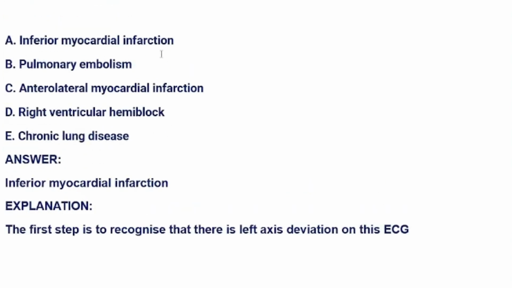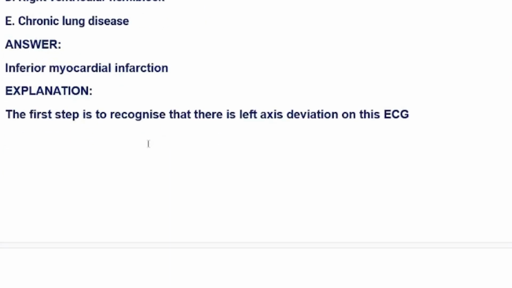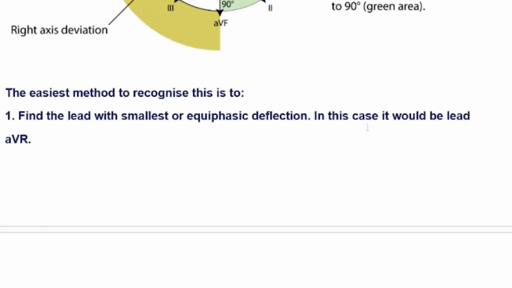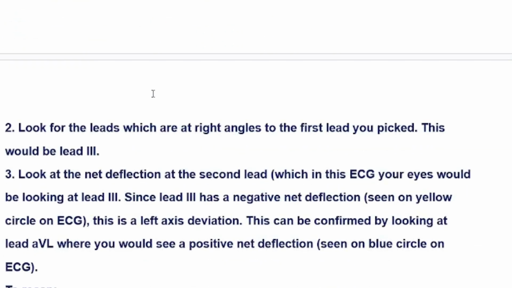And we will explain here why we choose the inferior myocardial infarction. Explanation. The first step is to recognize that there is left axis deviation on this ECG. The easiest method to recognize this is to first find the lead with the smallest or equiphasic deflection. In this case, it would be lead aVR.